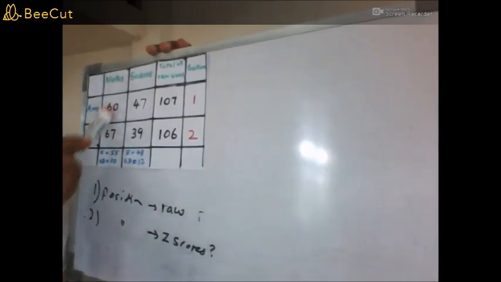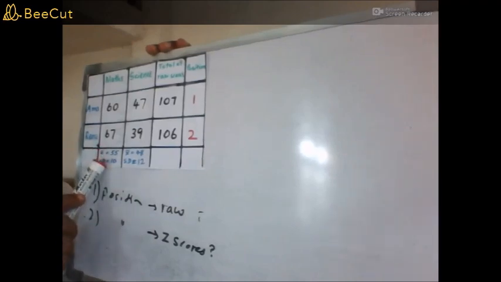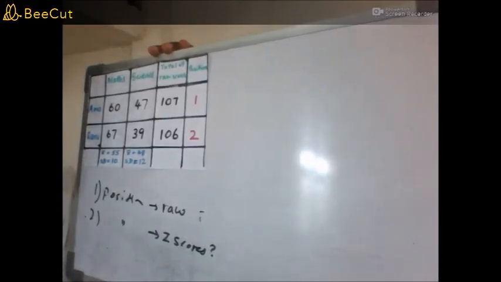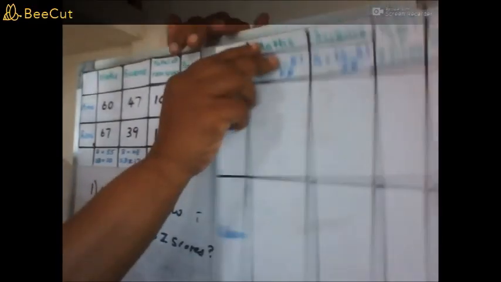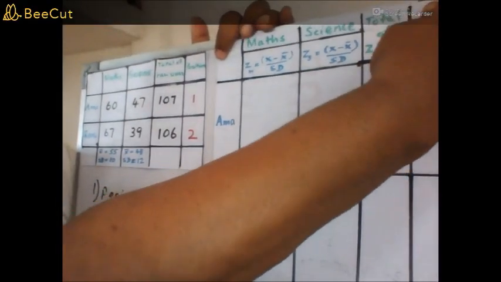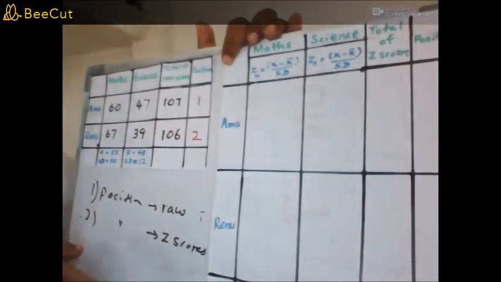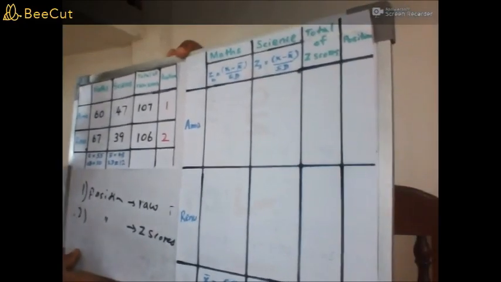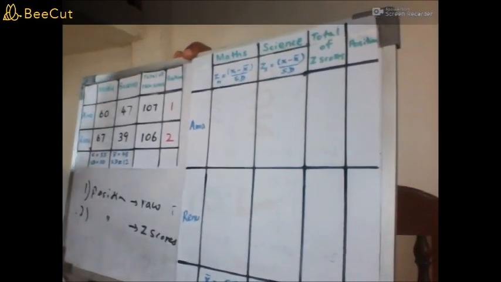Now the raw marks are given, the relevant arithmetic mean and the standard deviation. Those are given for the two subjects. Now we can calculate the Z scores. So you have to prepare a table like this. Okay, it's easy. The same values.